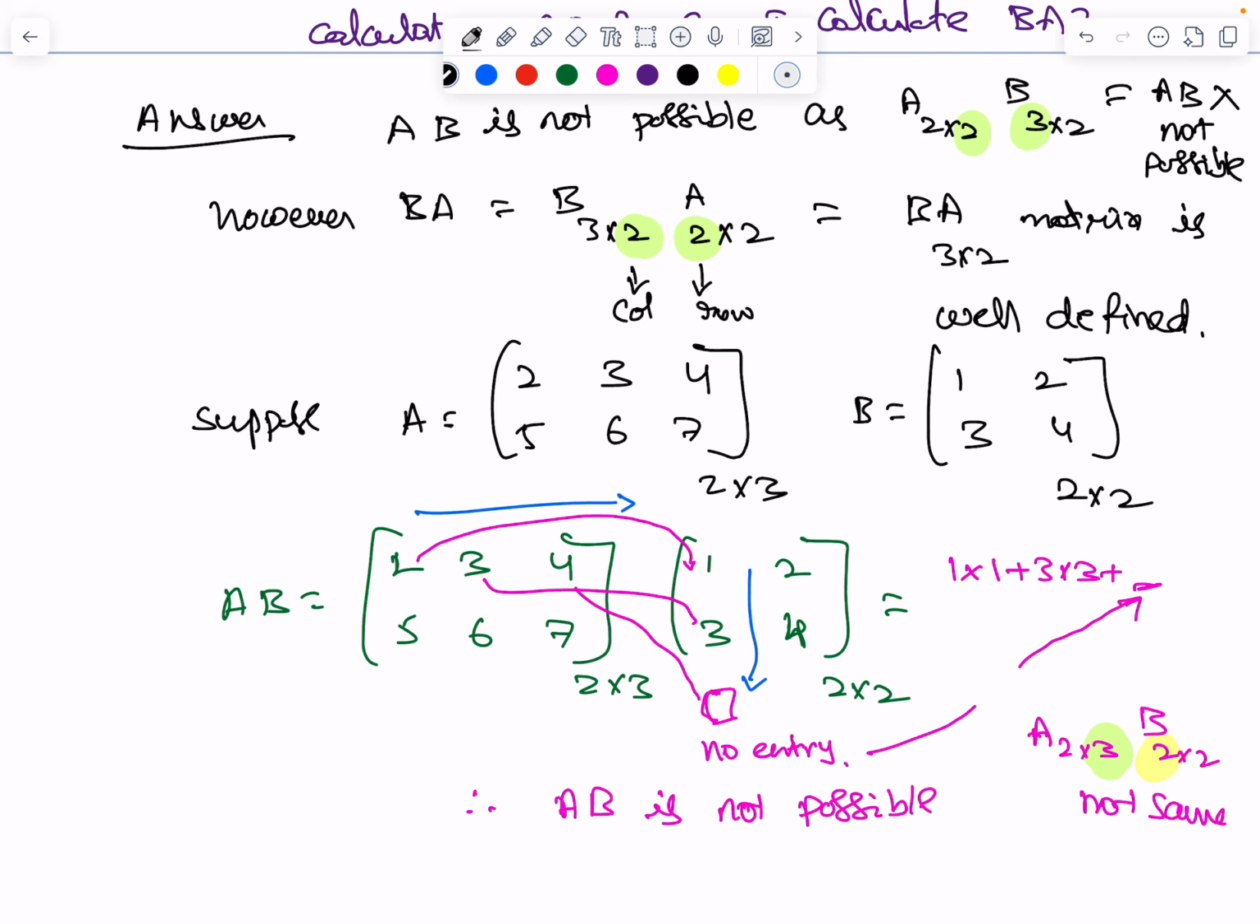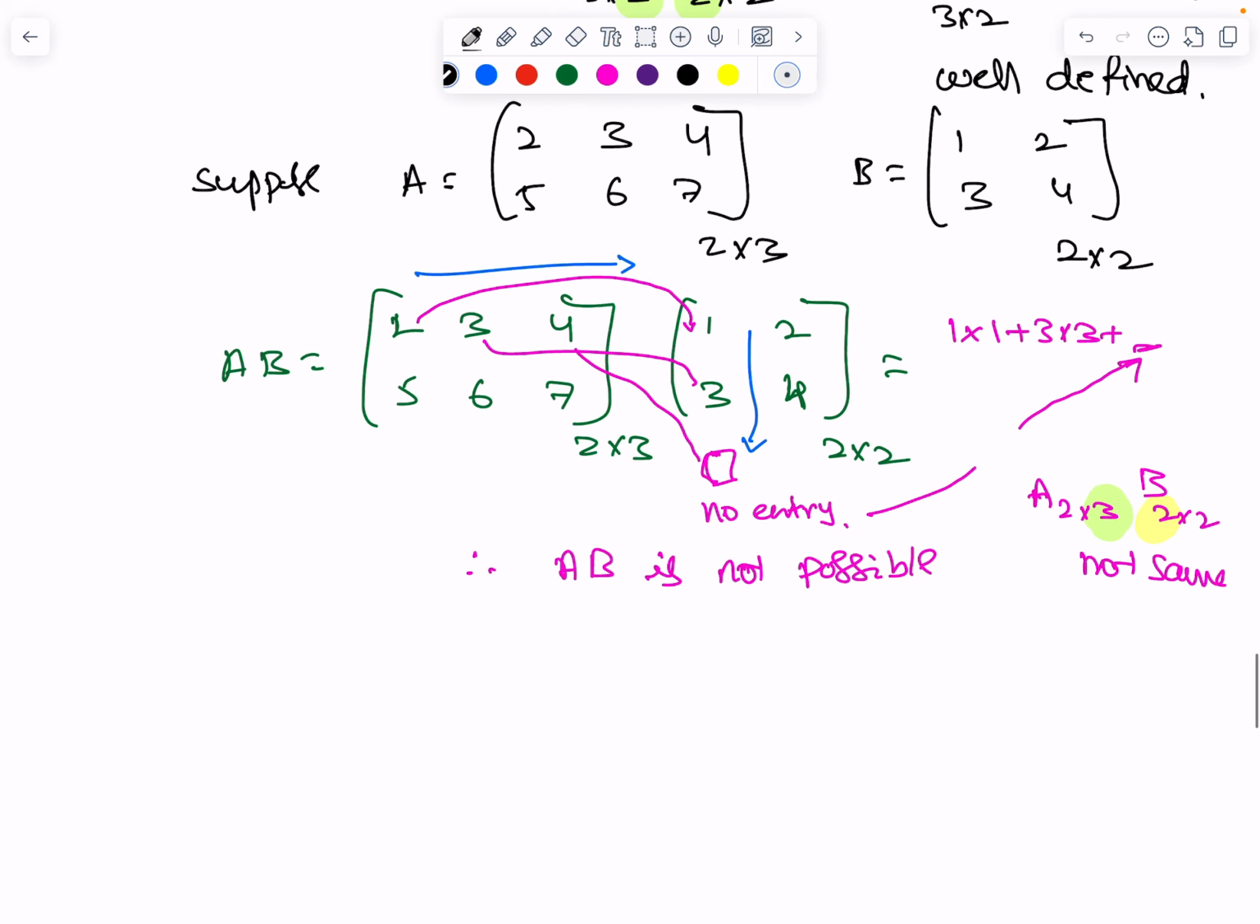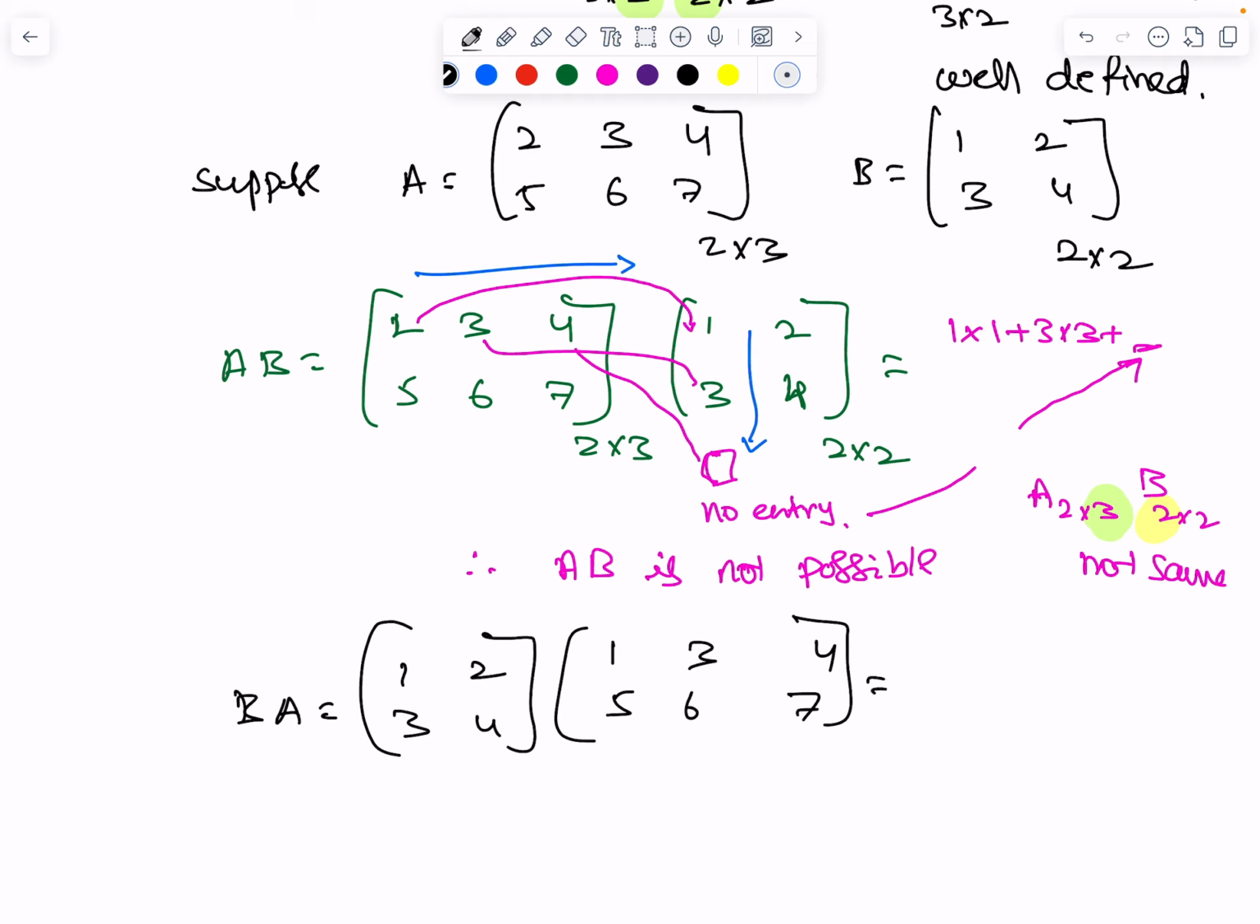Therefore, you cannot multiply. Suppose you reverse the role. We will see BA. BA is 1, 2, 3, 4, and then 1, 3, 4, 5, 6, 7. Let's see that output. These are the rows, these are the columns. So column 1, column 2, column 3.